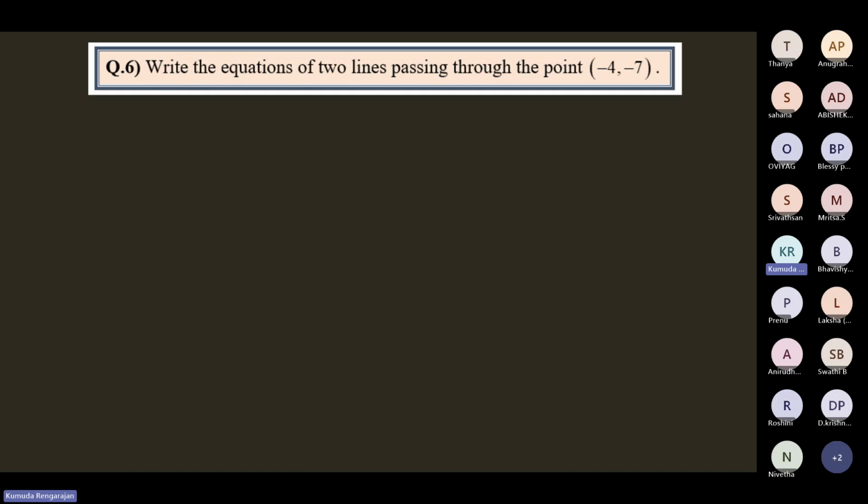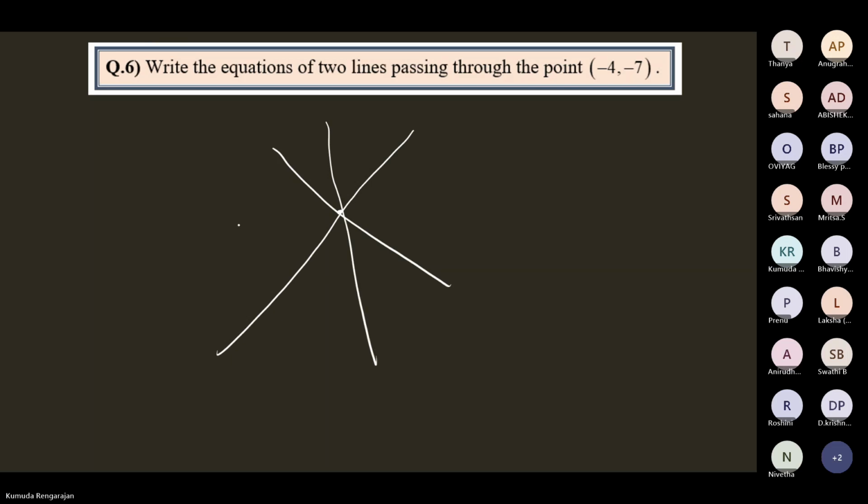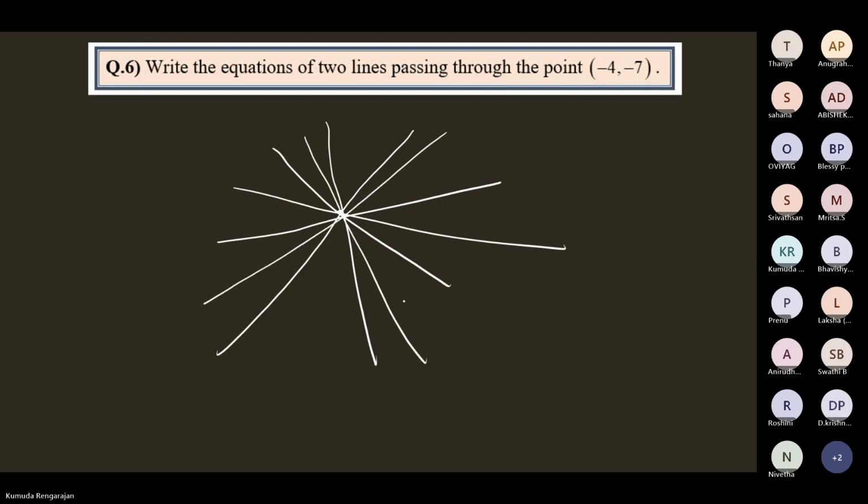Write the equations of two lines passing through the point -4, -7. So again, we know this theory that when we are given a point, there are infinitely many lines passing through that point. There are infinitely many lines passing through this point.